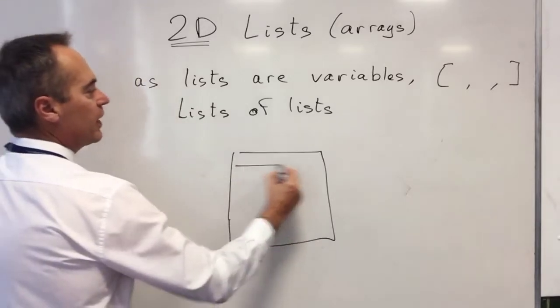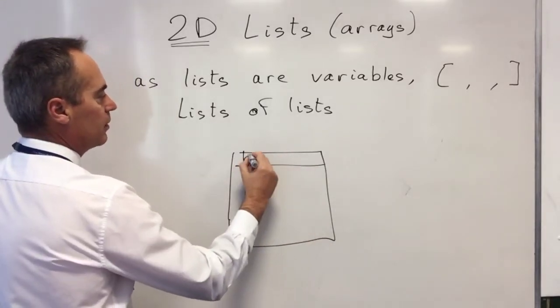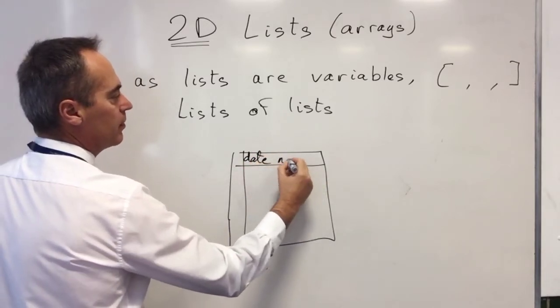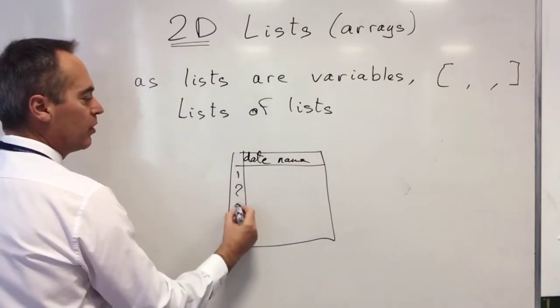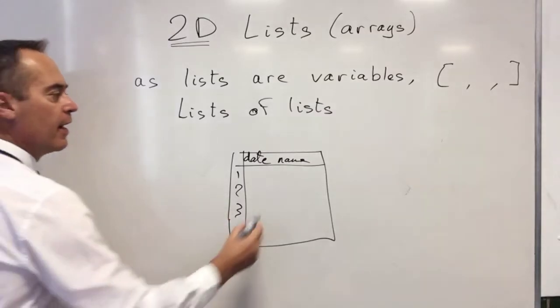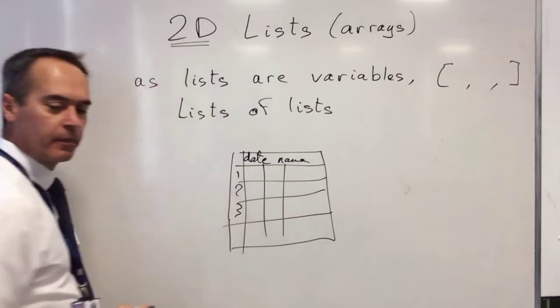It may even have something like a heading. And then here it may have a row number or just the name of a person. And then after that, it's going to look like a table.